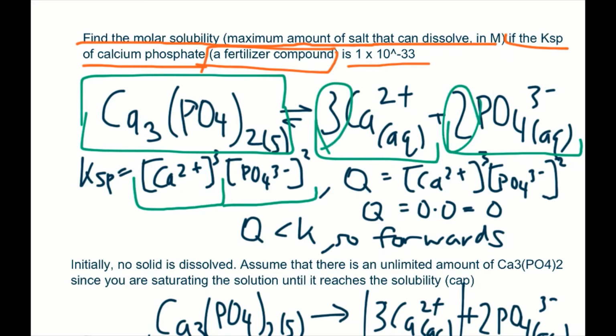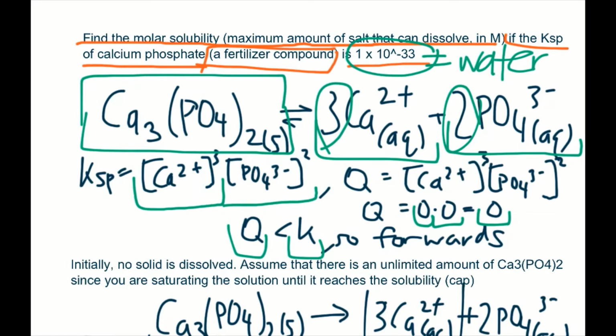So now let's calculate the Q in order to figure out which direction this reaction moves. So right at the beginning, we are dissolving this in water because Ksp usually refers to water. So we're dissolving this in pure water, and we know that initially there's nothing in the pure water. So because of that, our initial concentration of calcium and phosphate are both 0. So Q will start off at 0, and thus Q will be less than K because 0 is less than 1 × 10⁻³. And because of this, the reaction will move forwards.